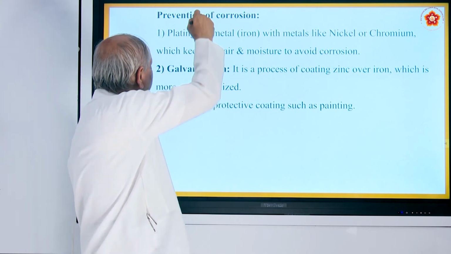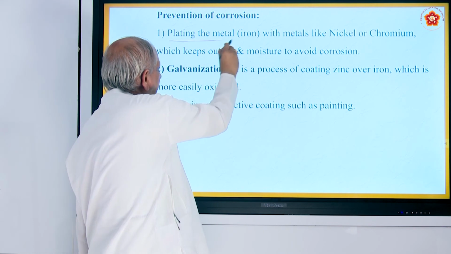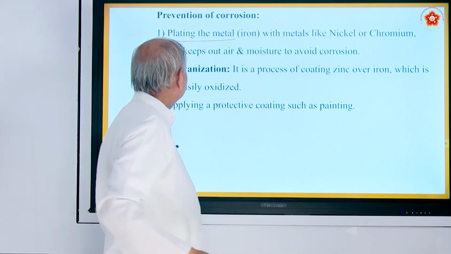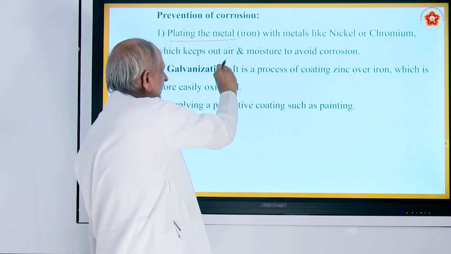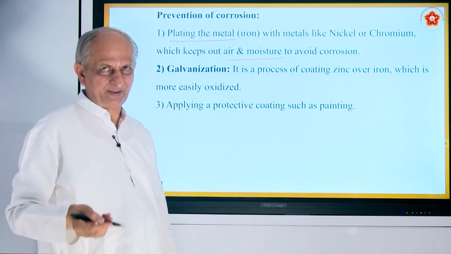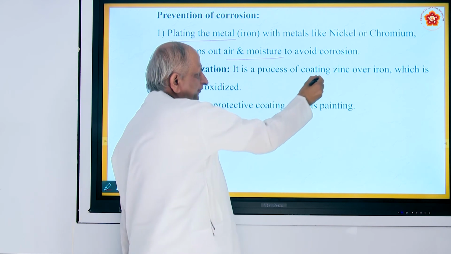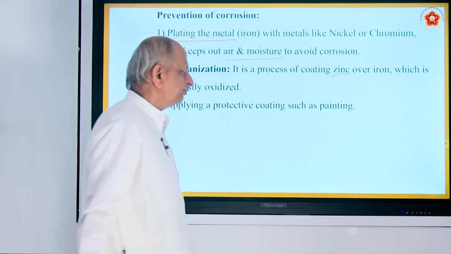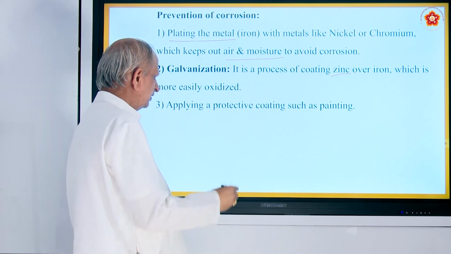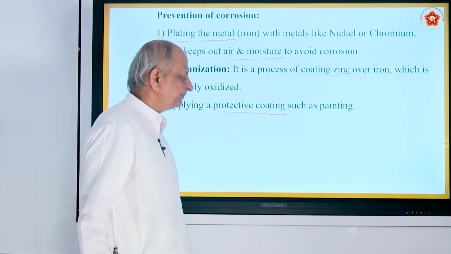So how to prevent the corrosion? That is plating the metal with metals like nickel or chromium, which keeps out air and moisture to avoid corrosion. Coating must be given. Secondly, galvanization, the process of coating with zinc over iron, which is more easily oxidized. Or you can say applying a protective coating such as painting.